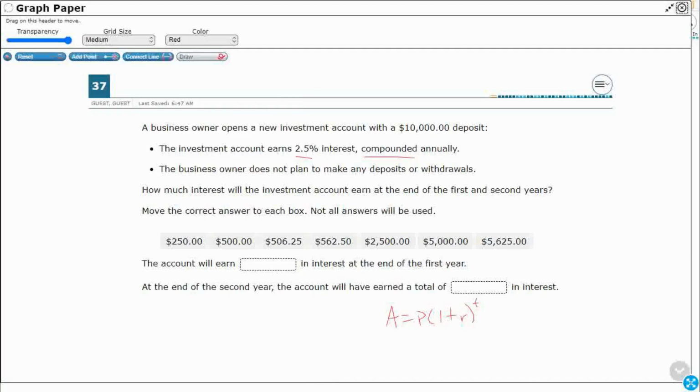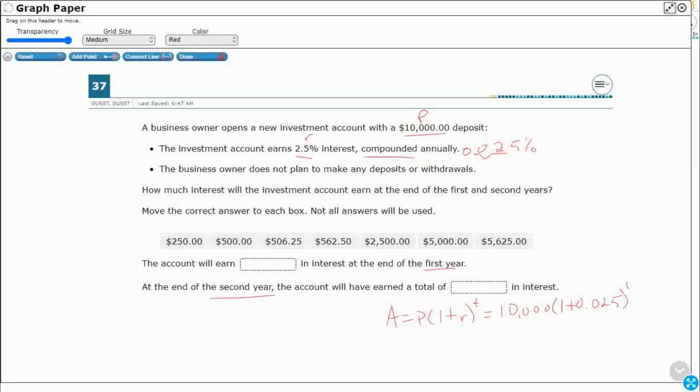All right, so let's use this first one here. The P is going to be my principal, the initial deposit. There are no additional deposits or withdrawals, which means that our principal stays the same. It's going to be 1 plus my R. That's my R, but I'm not going to add the percent. I need to change that into a decimal. You can either divide or move it over 2 places to the left, 0.025. And then the T for the first one is 1 year, because we're looking at the first year, and then we're looking at the second year.